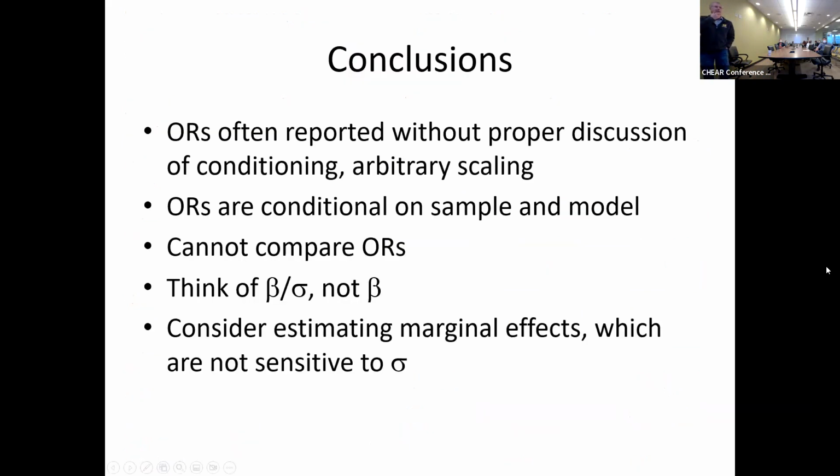So in conclusion, odds ratios are often reported, I think, without the proper discussion of what they're conditional on and this arbitrary scaling. You cannot compare odds ratios, and if you force yourself to always think of estimating beta over sigma, that'll help you remember that I don't know what sigma is, and will remind you that in many cases, it doesn't make sense to report odds ratios. So consider estimating marginal effects, risk differences, which are not sensitive to changes in sigma. I think that's it.